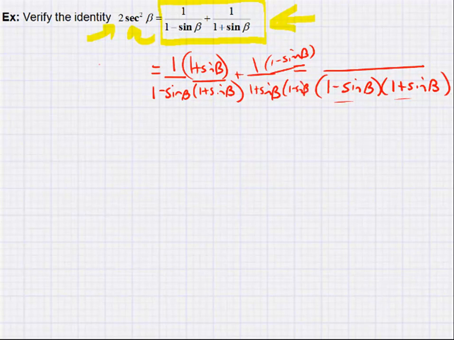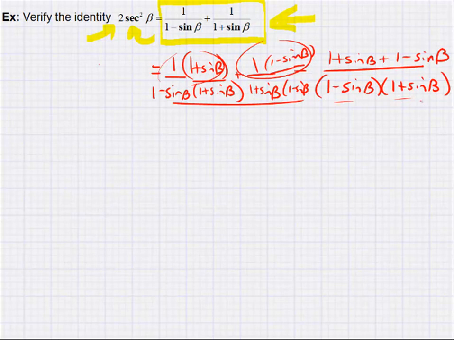So what do I get? Denominators are the same. I add the numerators. So this is going to be 1 times 1 plus sine, so 1 plus sine beta. This is going to be 1 times 1 minus sine, so 1 minus sine beta. Let me erase that. And this is what I'm working with.